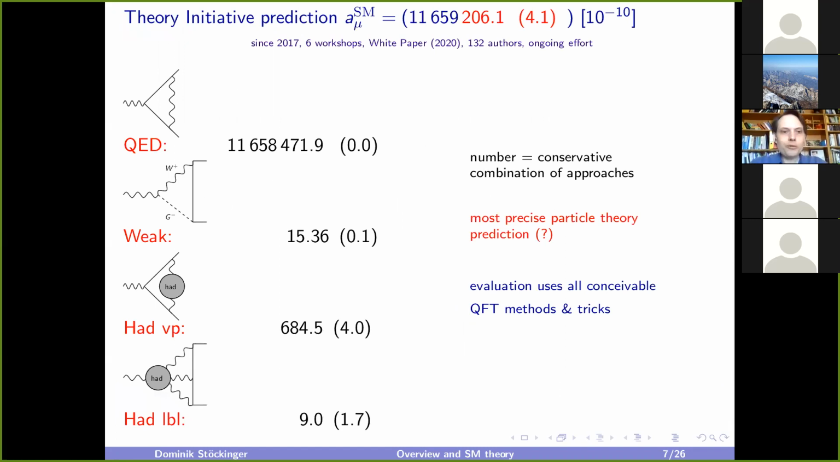So let me now describe the current theory prediction from within the standard model. This comes from the theory initiative, which is a worldwide initiative with more than 100 authors. It was established a few years ago. There were already many workshops, and the theory initiative has the goal to publish each time before the experiment gives a new result, the current standard model theory prediction. And its attitude is to do it in a conservative way by taking into account all the approaches and all the knowledge which is available at the time.